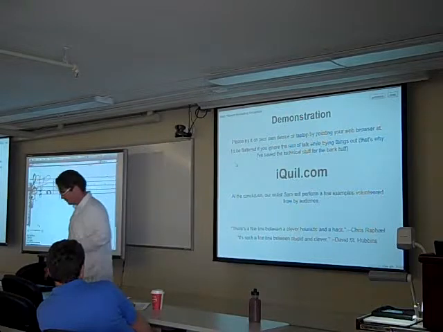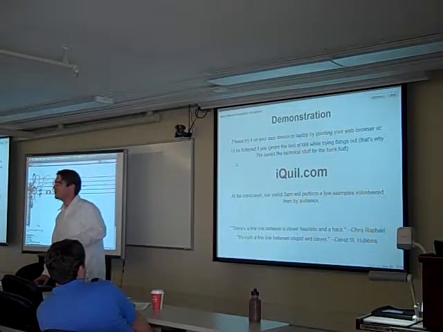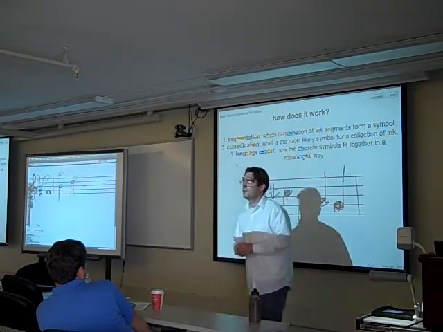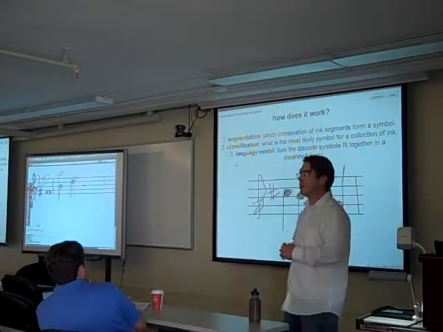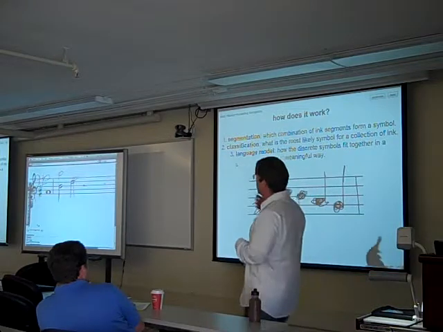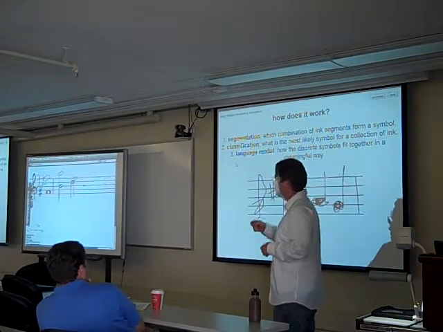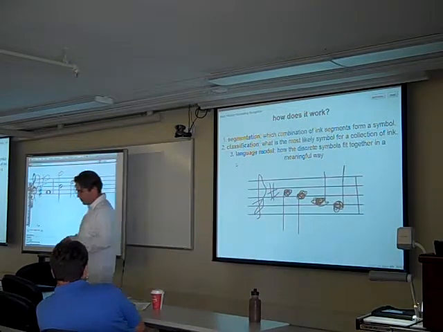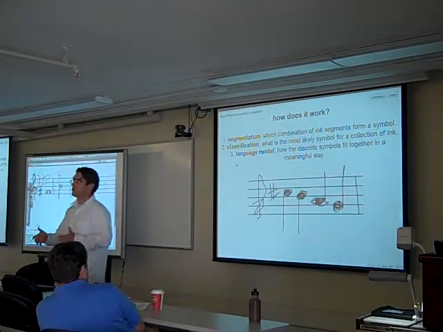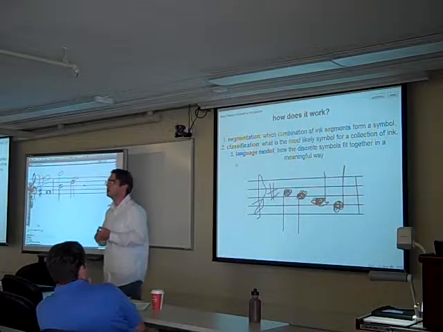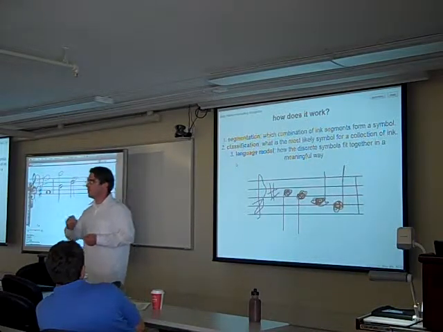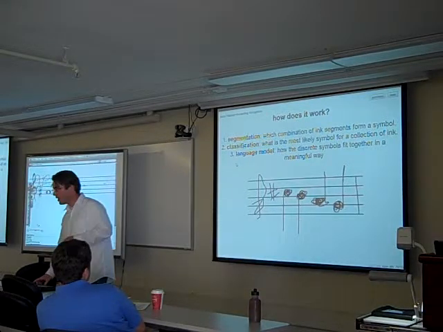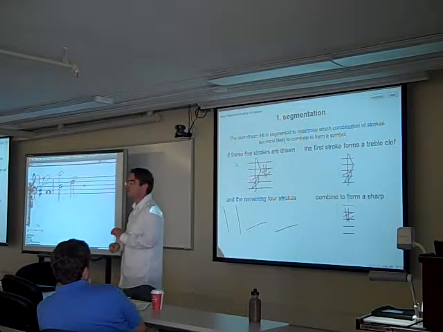So there is a fine line between student and clerk in a couple of different ways. So how does this thing work? First of all, we have segmentation. That's the piece that takes the ink strokes and chops them up and says, hey, these things make up this symbol. Then the classification, which is which strokes are likely to be a particular symbol, and then the language model, which is how all the pieces fit together.